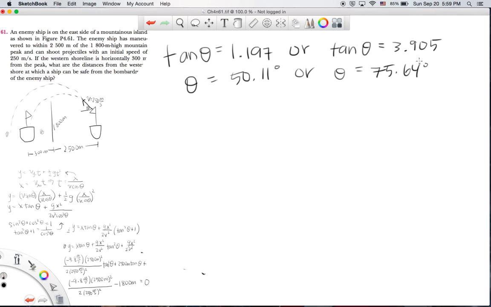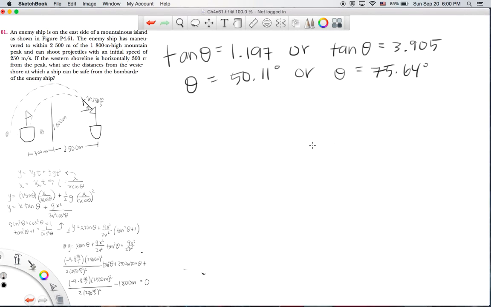75.65, or 64. So what we know from this is that the minimum angle at which the projectiles can be launched is 50 degrees in order for the projectiles to make it over the 1,800 meter high peak. And the highest theta that works is 75.64 degrees.